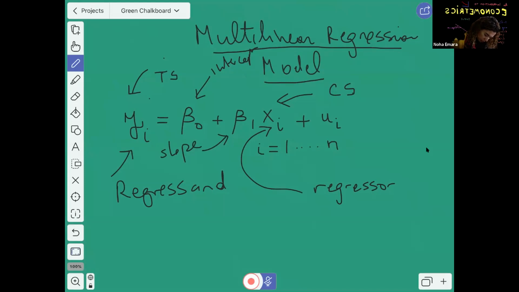And we know that beta 1 is measuring how yi changes because of the change in xi. Okay, and the ui is all the mistakes, or we call it the error term, and in your textbook they call it the residual term.